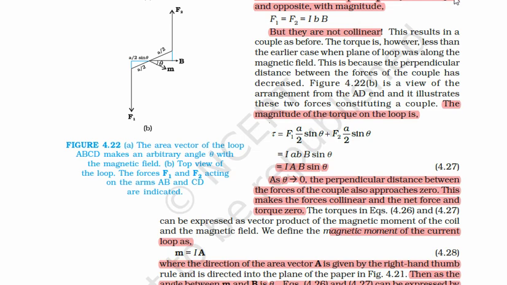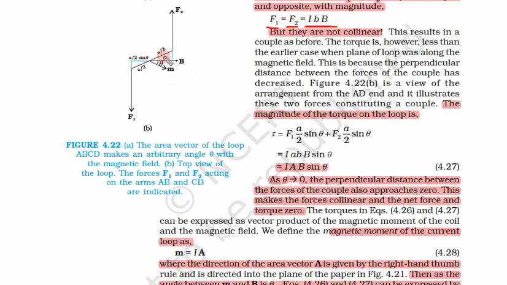I can understand that for some of you it was too difficult to understand how we get a by 2 sine theta. Up to this point it was clear that force 1 is equal to force 2, which is equal to IB into B. So that was clear. Now let us see this point once again.